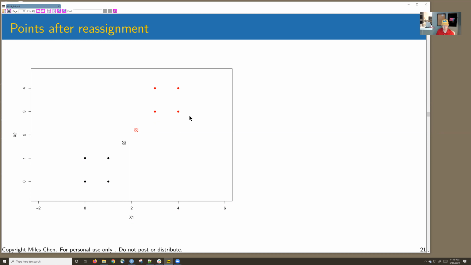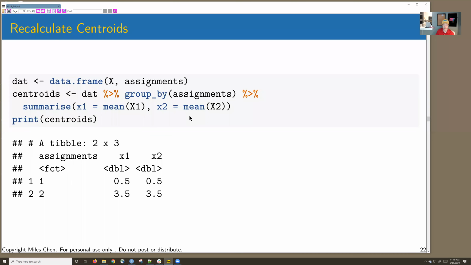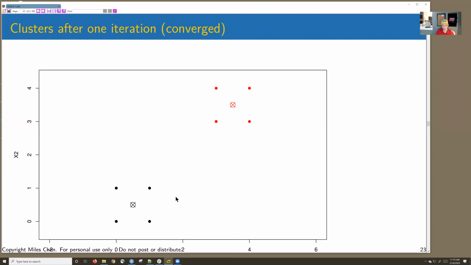Okay, and then after we do that, we recalculate the centroids. Now that I have each x value and their new assignments, we're going to group by the assignments and calculate the centroids. The centroid of cluster 1 is 0.5, 0.5. The centroid of cluster 2 is 3.5, 3.5. And so here are our observations with each centroid.